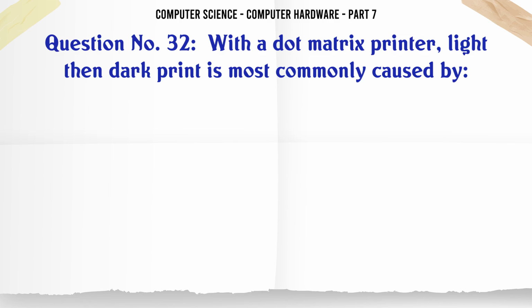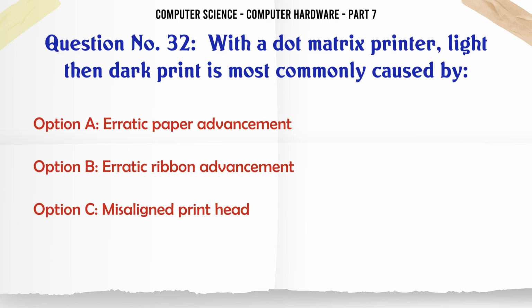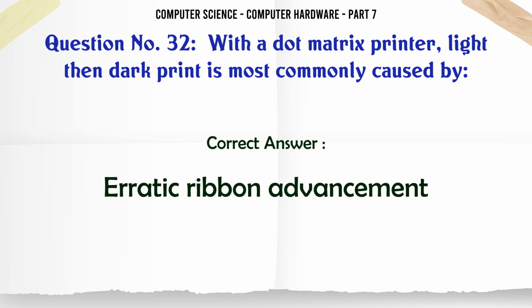With a dot matrix printer, light then dark print is most commonly caused by A. Erratic paper advancement, B. Erratic ribbon advancement, C. Misaligned print head, D. Overheating print head. The correct answer is erratic ribbon advancement.